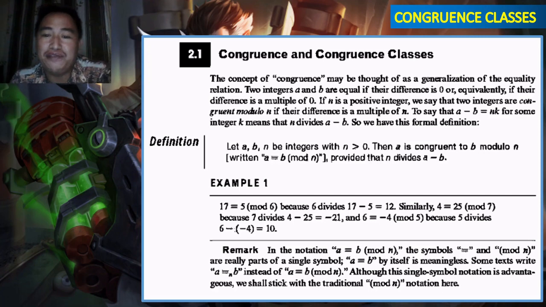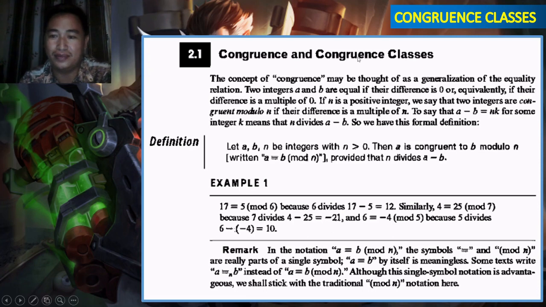Now, if n is a positive integer, we say that two integers are congruent modulo n if their difference is a multiple of n. To say that a minus b is equal to nk for some integer k means that n divides a minus b. So we have this formal definition.